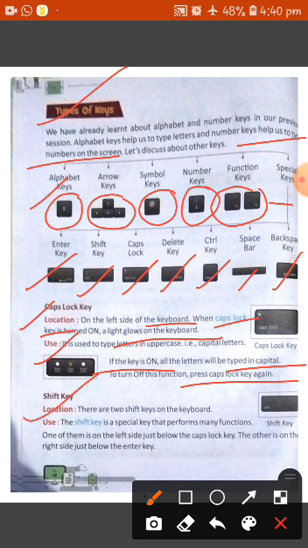Now, talking about shift key. So, where is it located? There are two shift keys on the keyboard. The shift key is a special key that performs many functions. One of them is on the left side just below the caps lock key. The other is on the right side just below the enter key. Okay students, so there are two shift keys present on the keyboard.